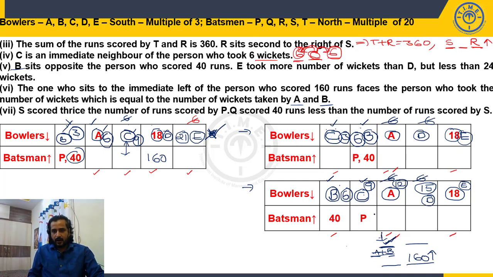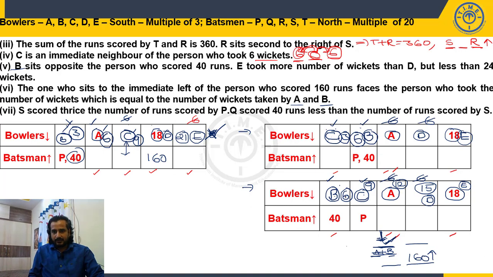And this person should come after A and B. Have you understood this point? Why this person should come after A and B? Because this value is the sum of A and B, and the numbers should be in ascending order from west to east. So this number should come definitely after A and B only. Right. So after A and B, we have two scopes.